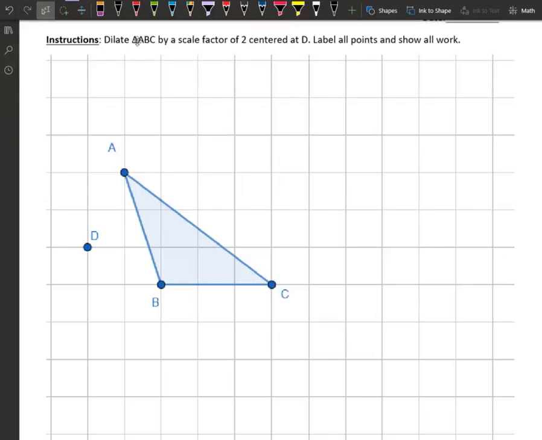Okay, so we're going to dilate triangle ABC by a scale factor of 2 centered at D. So here's the center point. Label all points and show all work. Okay, so I'm going to get my line. And the first thing you want to do is draw a line.